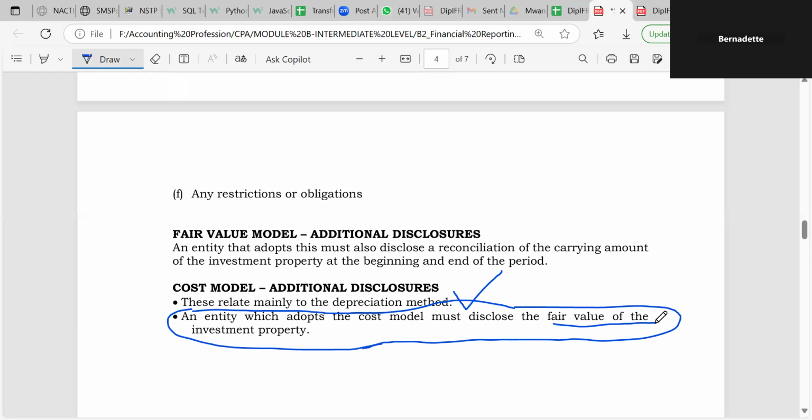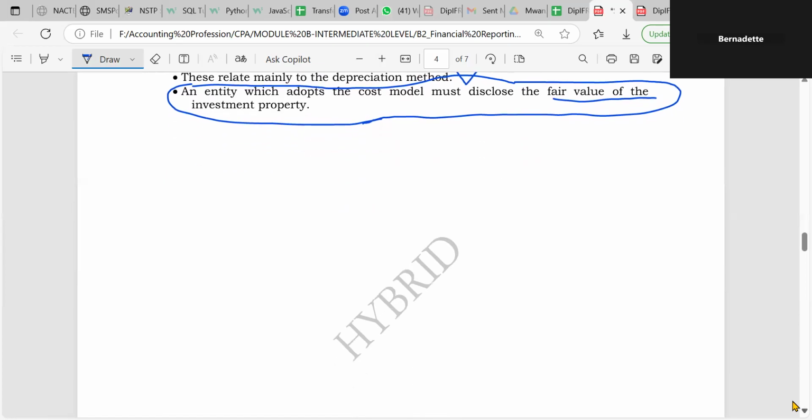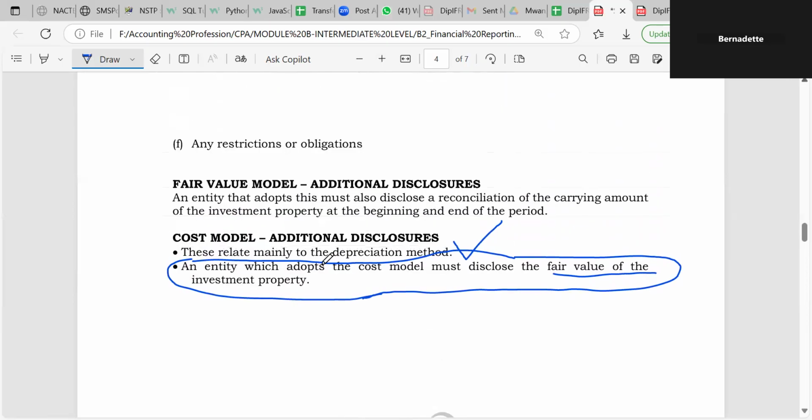Why shouldn't you change? So it is disclosed so that stakeholders exactly know that they are using cost model because there is not much difference with the fair value model. That's why it's essential. Having said that, are we going to disclose this fair value in the notes? Yes, we have to disclose it in the note. Maybe you have note one, note two, note three, and when you reach there, you have to specify.